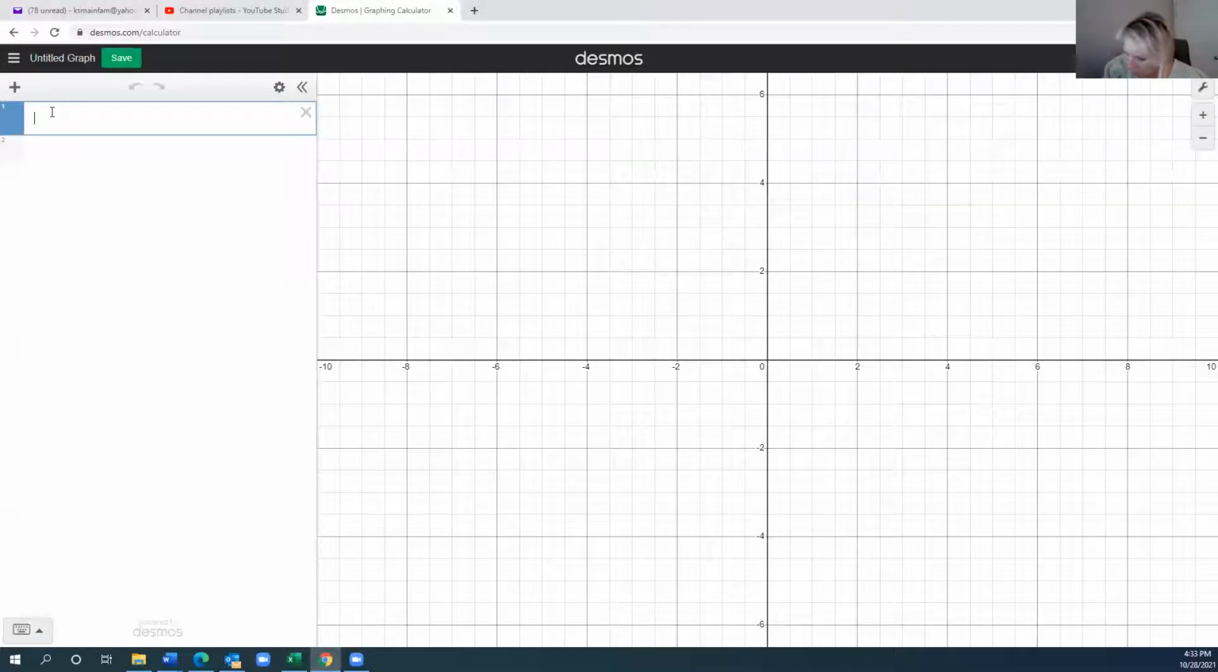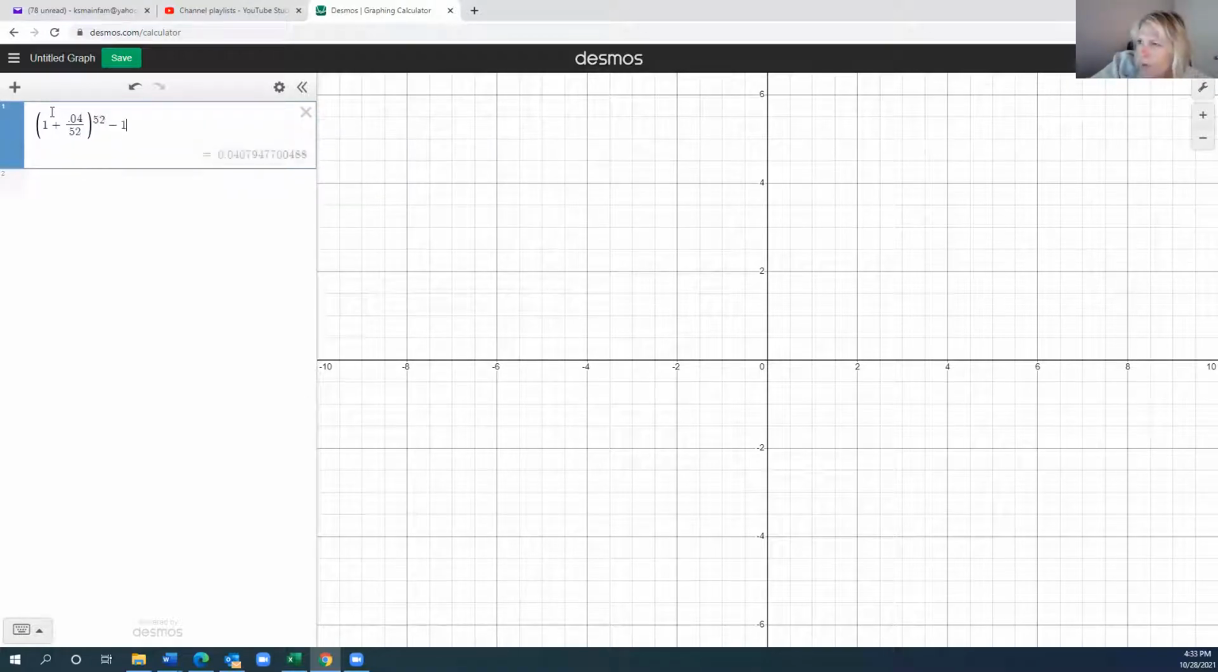So in Desmos, we have parentheses 1 plus 0.04 divided by 52, parentheses, 52, and subtract 1. So our nominal and our effective rate is actually 0.0408, 4.08%. So always go over 4 decimal places rounded so that when you turn it into the percent symbolic form, you still have 2 decimal places.